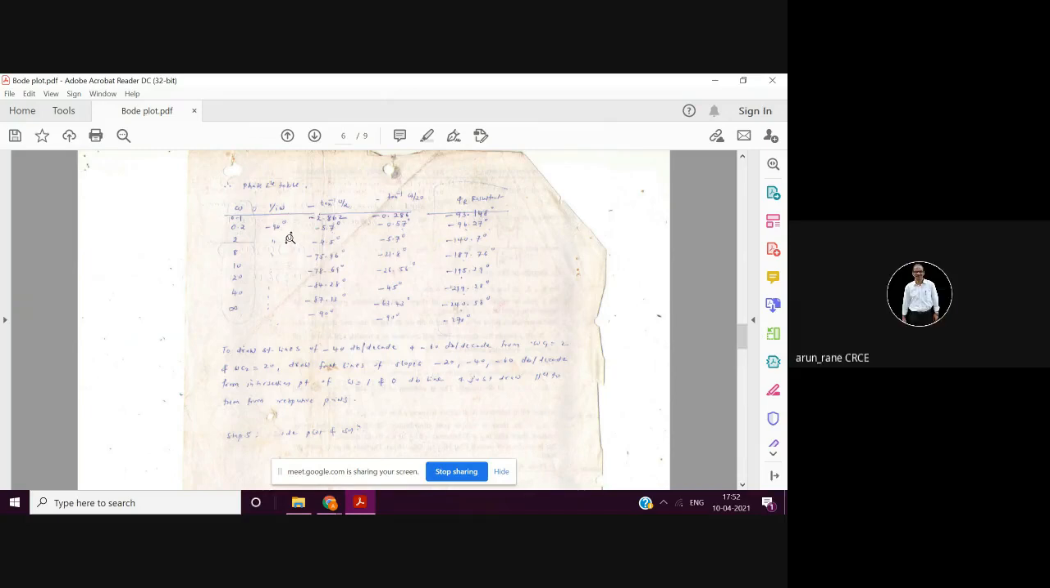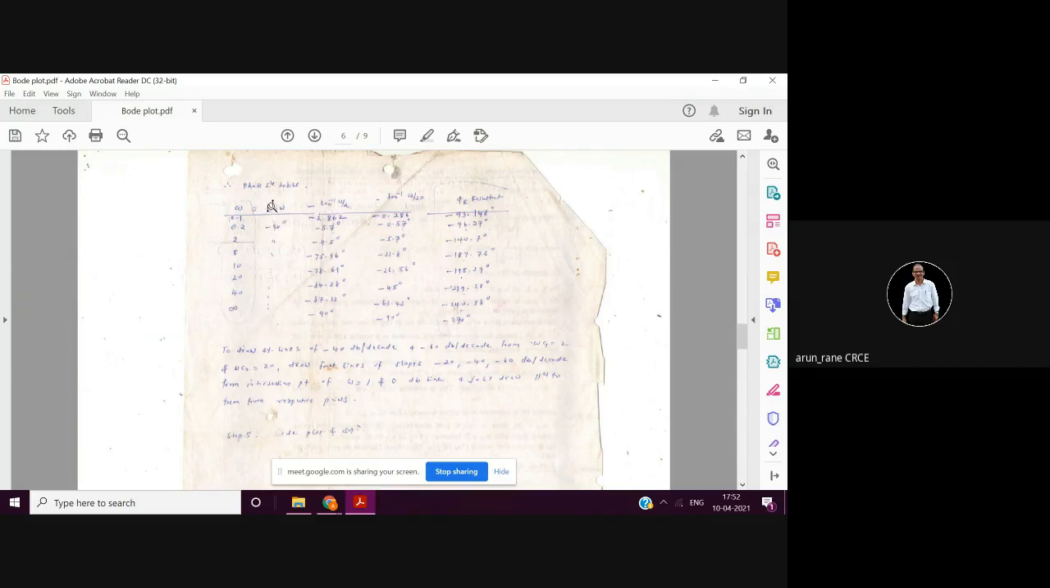So the first row, omega value is 0 to 1, not 0.1? No, it is 0.1. We are substituting 0.1 in this column first. See here, the origin is not 0; you are taking 0.1 first, then next is 1, then 10. I am talking about decades: 0.1, then 1, then 10, then 100, then 1000, like that. The first column is minus 90 degrees.